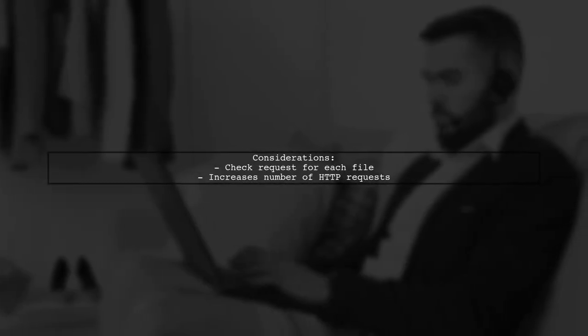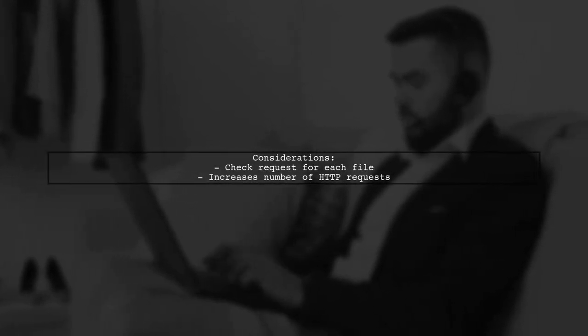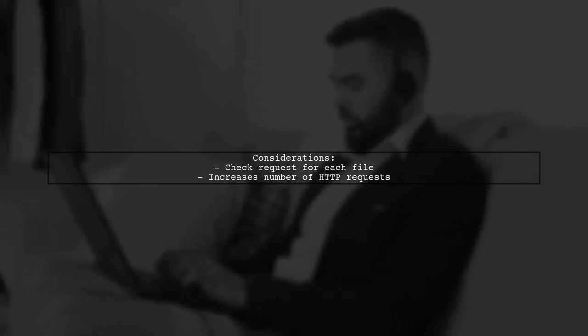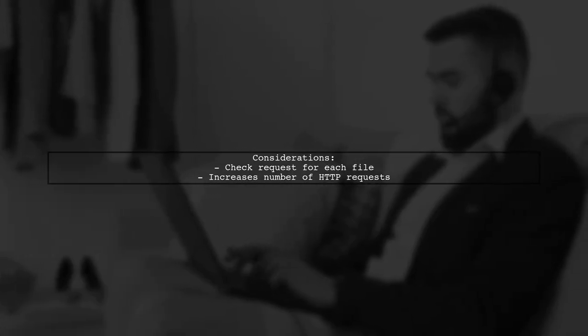According to the documentation, the no-clobber option prevents existing files from being overwritten. It checks if a file exists before uploading, which can save bandwidth but may slow down transfers for small files. Keep in mind that this approach requires a check request for every file in your source bucket, which could increase the number of requests made.